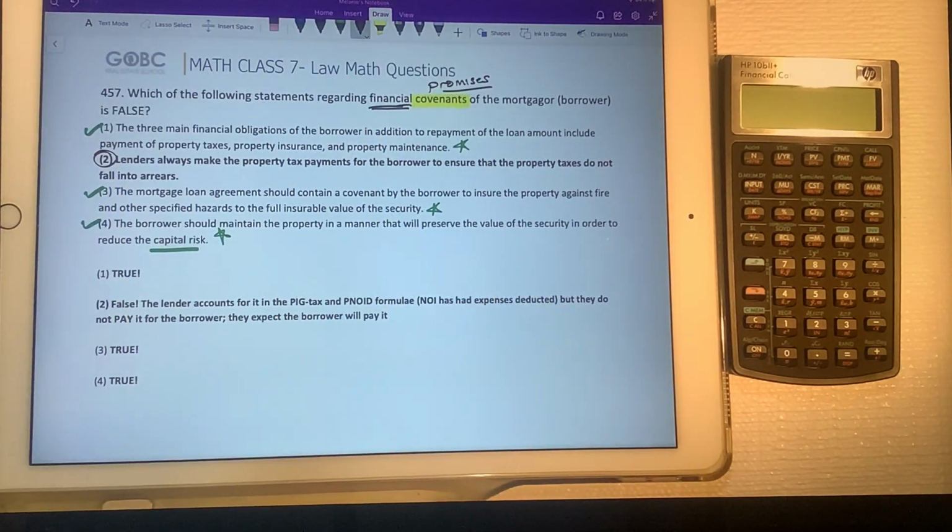That's the correct answer. It says lenders always make the property tax payments for the borrower to ensure that the property taxes do not fall into arrears. So that is definitely a false statement. The lender will account for it, right, using the PIG minus tax and the PNOID formula, it already has those expenses deducted, so that the net operating income already takes that into account. But they don't usually pay it for the borrower. They expect that the borrower will pay it.